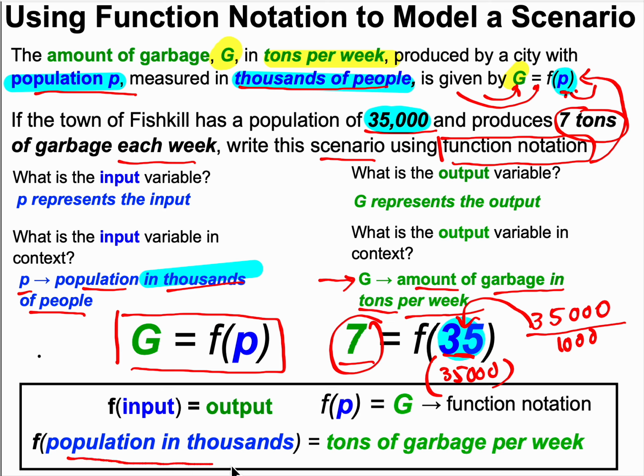Input population in thousands, output tons of garbage per week. F of P equals G. That is function notation. We've just translated this.